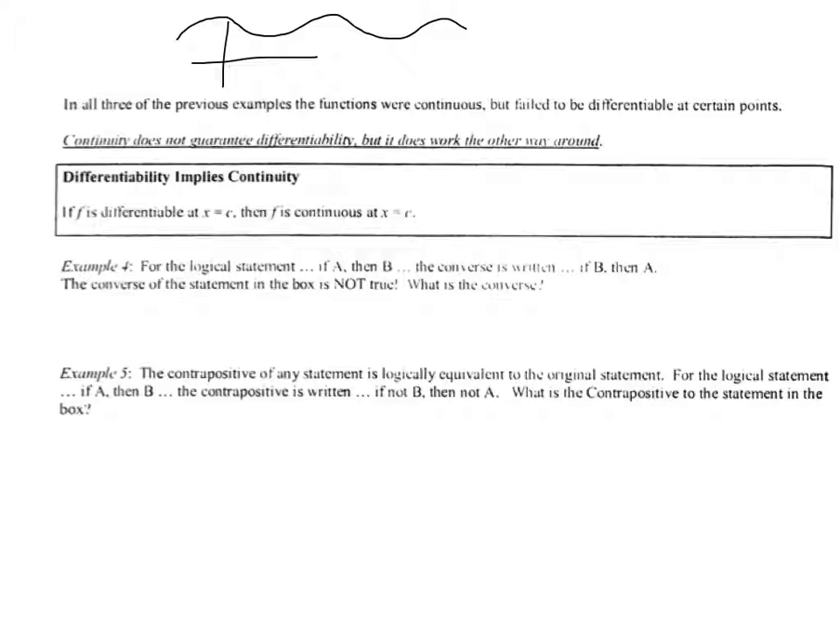Now, what can we say from this? We're going to go back to geometry for a little bit and talk about a converse and a contrapositive. A converse is simply when you switch the if and then part. So we're going to do that and see if that same statement is true. And then we're also going to look at the contrapositive, which is when you switch things around but also add nots, and see if that is true or not.